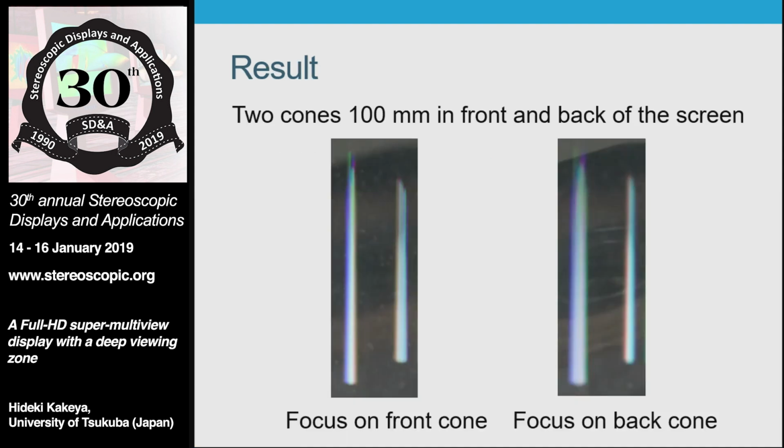This is the picture taken with the camera. We show 2 cones. One is 100 millimeters in front of the panel, and the other is 100 millimeters behind the panel. When the camera is in focus on the front cone, the back cone is blurred, while when the focus is on the back cone, the front cone is blurred. In this way, focal depth is reproduced in this system.